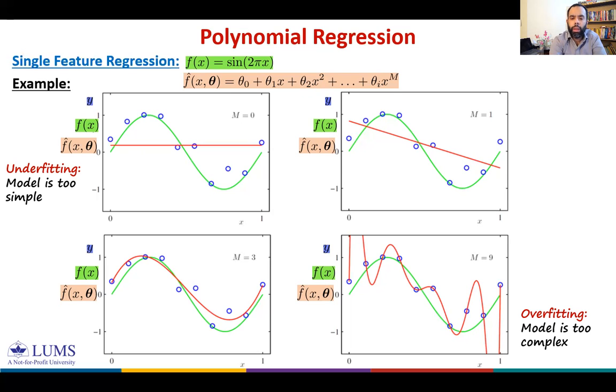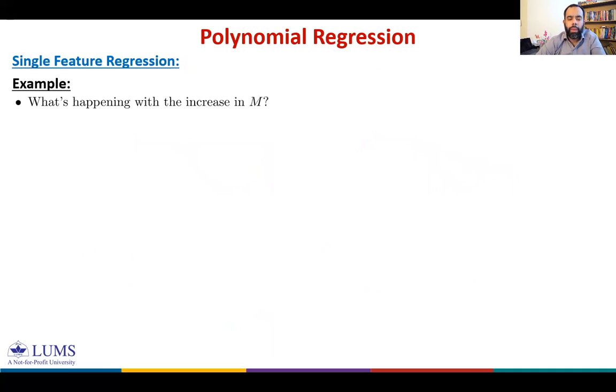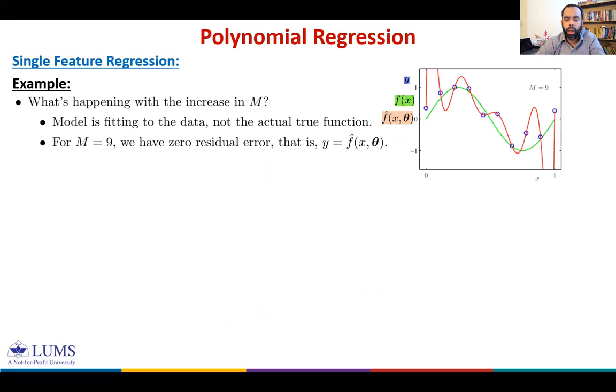Okay, let's talk about this overfitting. Why do we get overfitting? The model is fitting to the data, not the actual true function. For m equal to 9, our model is perfectly passing through these blue points. So we have a 0 residual error in fact. Why? Can you make a connection?